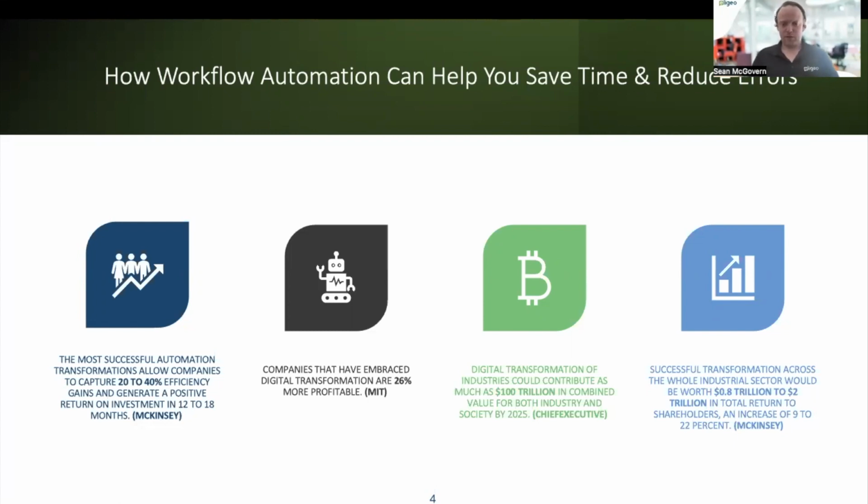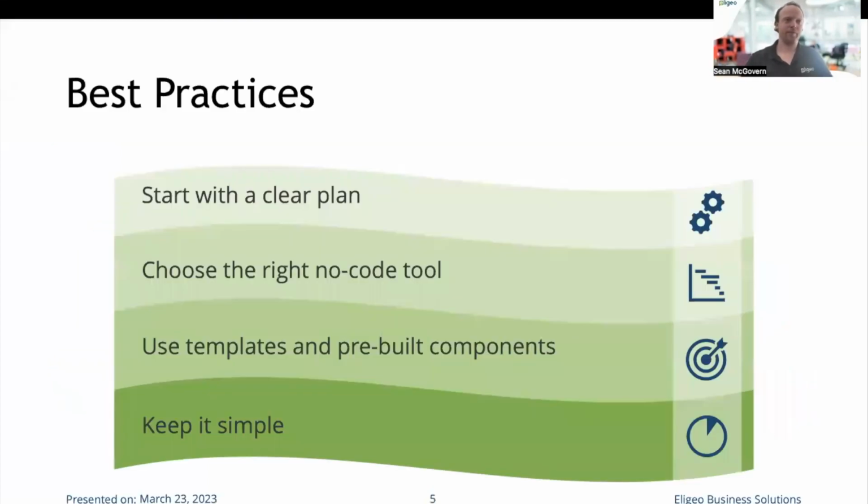Digital transformation of industries can contribute as much as 100 trillion in combined value for both industry and society by 2025. So when Creatio says no code is taking over the business world, they're not wrong. And successful transformation across the whole industrial sector would be worth 0.8 trillion to $2 trillion in total return to shareholders, which is huge numbers here, and everyone's doing it. So it's almost becoming the norm that you need a CRM and a project management system if you want to keep up with your competition.